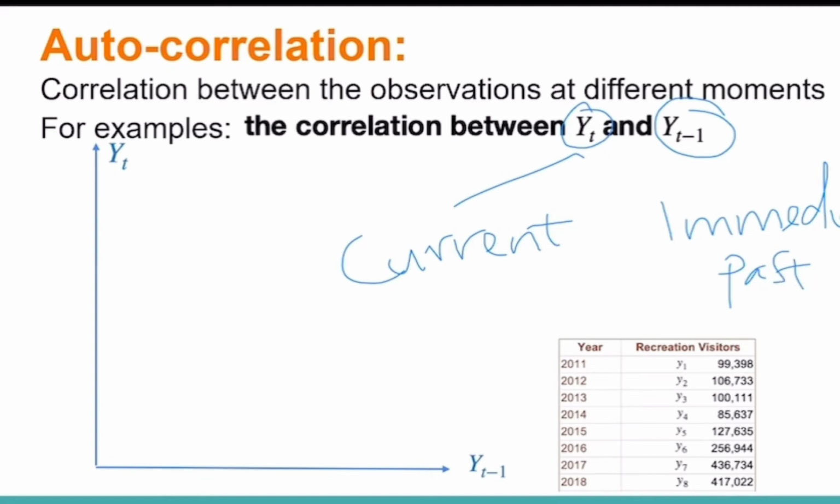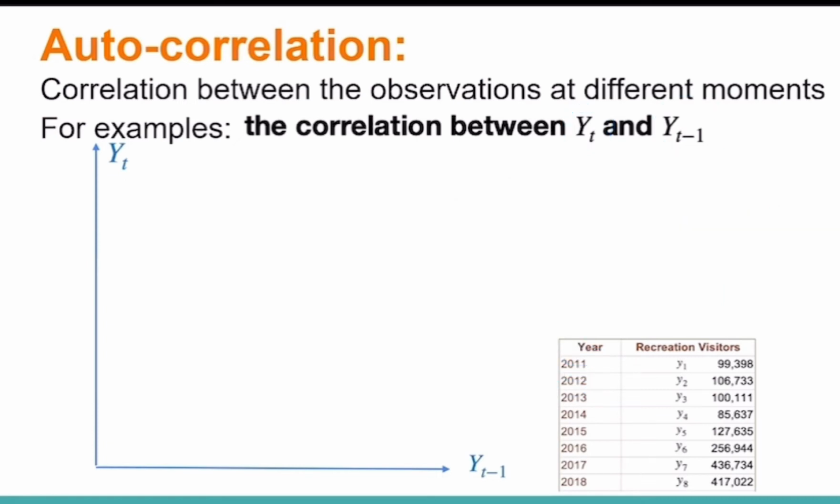For instance, if I want to talk about years, if I take YT to be 2012, then YT minus 1 is going to be 2011. I just wanted you to take note of that. If I want to talk about daily data, let's say today's Monday, maybe I want to look at the relationship between what I record today and what I recorded yesterday. Yesterday happens to be the immediate past. You get what I mean?